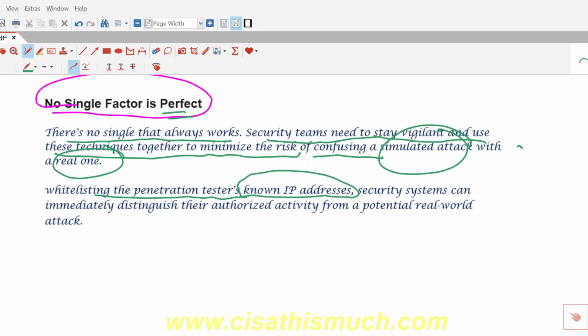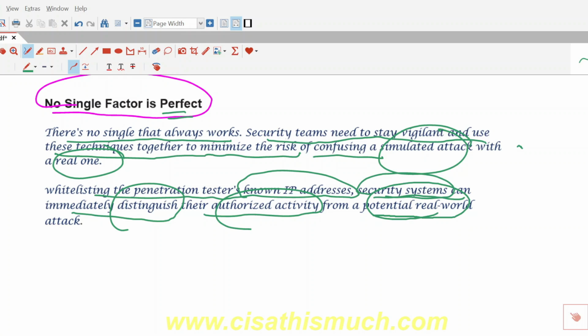Why is this third party pen testing firm giving the source IP address? One of the reasons is they want the security team to whitelist this IP from the firewalls and the intrusion prevention systems, so that the internal departments do not panic, and they get to know that this particular traffic is coming from an activity happening in the organization as of now, and this is not a real attack happening. So by whitelisting the pen tester's known IP address, security systems can immediately distinguish their authorized activity from a potential real world attack.